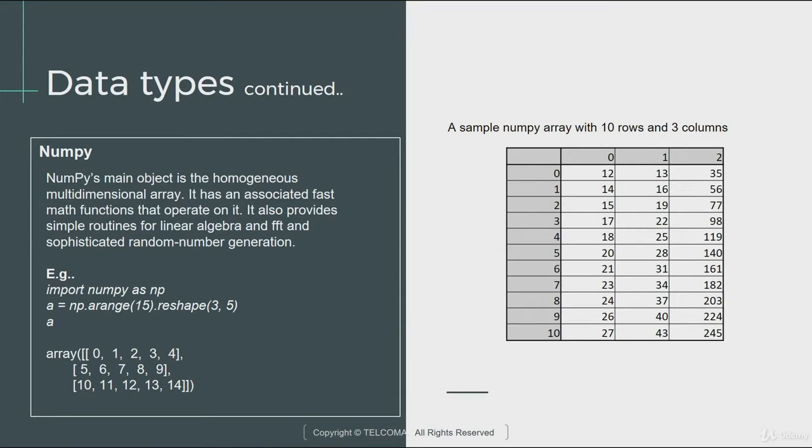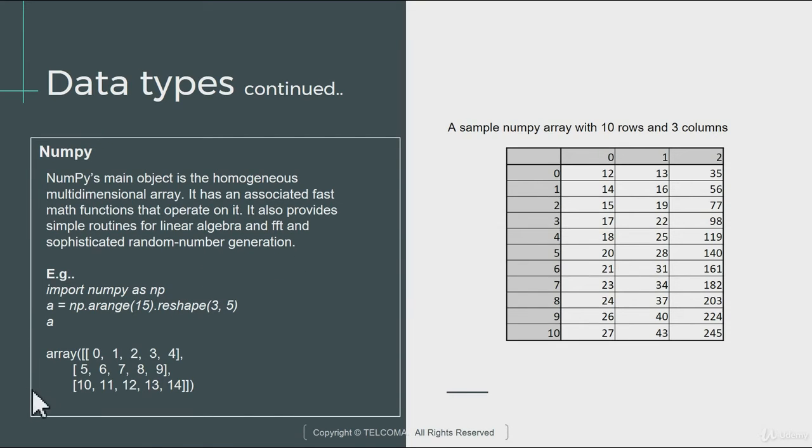So let's explore NumPy. NumPy is a Python-based package which provides a main object, the homogeneous multidimensional array. It also provides us with a vast collection of functions that help us with linear algebra, fast Fourier transform, and trigonometry. It also has a very sophisticated random number generation module.